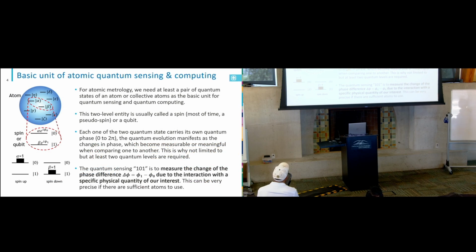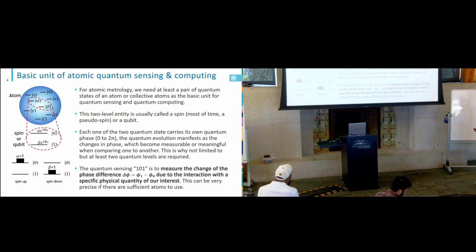Okay, the basic unit of atomic quantum sensing and computing, which Chad kind of already told about this morning. What we usually have to do is find at least 2 discrete quantum states from the system. It can be from a single atom, or from an ensemble of atoms, depending on how you encode or define the 2 states you would like to take advantage of.